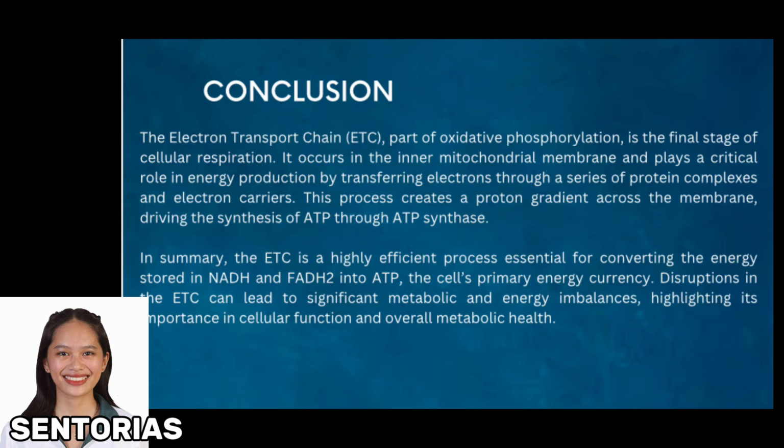In summary, the ETC is a highly efficient process essential for converting the energy stored in NADH and FADH2 into ATP, the cell's primary energy currency. Disruptions in the ETC can lead to significant metabolic and energy imbalances, highlighting its importance in cellular function and overall metabolic health.